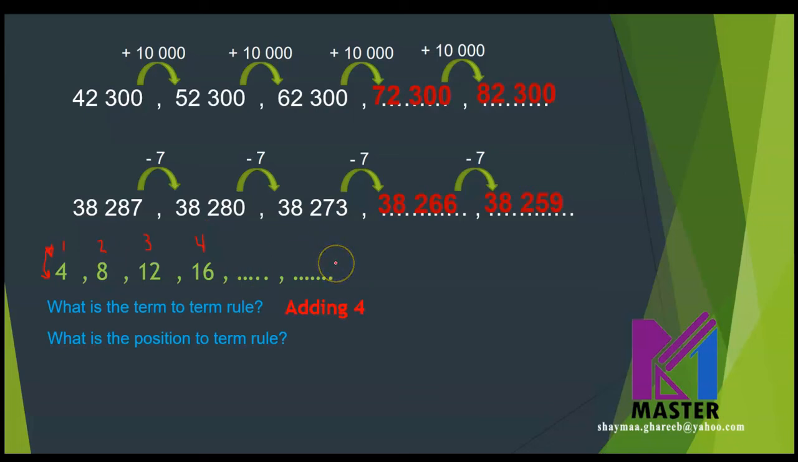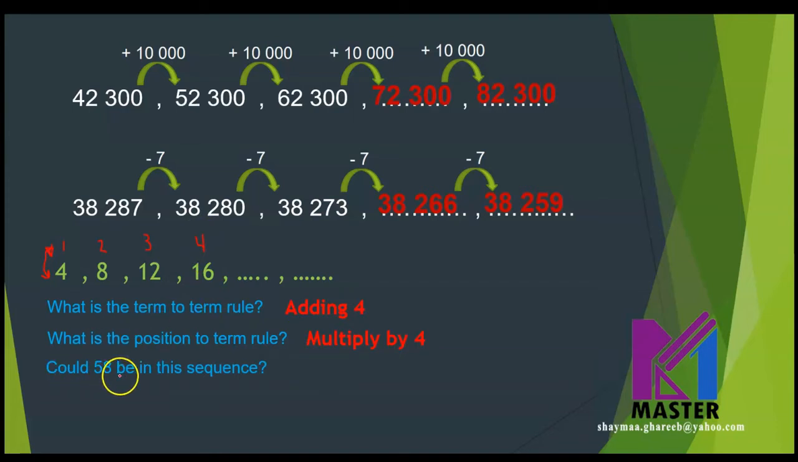And it has to be the same rule with all the positions with the opposite terms. Okay, so for 1 to be 4, either add 3 or multiply by 4. What happened here? 2 became 8, so it is multiplied by 4. So 1 times 4 gives 4, 2 times 4 gives 8, 3 times 4 gives 12, 4 times 4 gives 16. Which means the position-to-term rule is multiplying by 4. We multiply the position by 4 to get the term in the sequence.